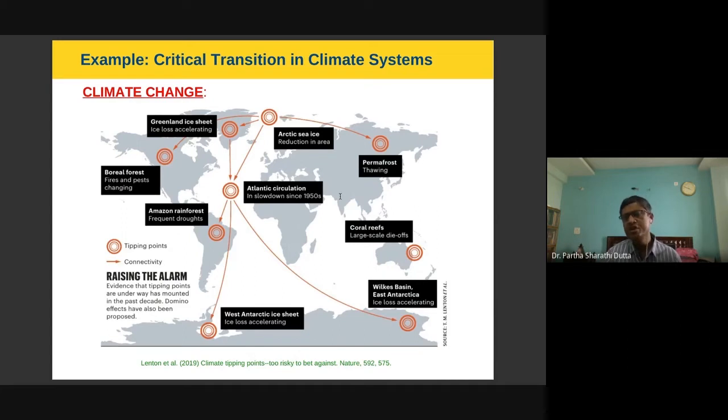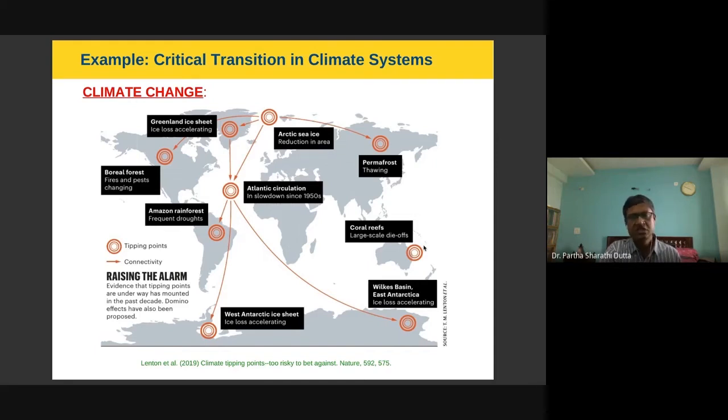And why is it important to study tipping points? Because a tipping point in a particular system can lead to a domino effect. So what is the domino effect? The domino effect is that one event triggers a chain of similar events, right? Here you see, if there is Arctic sea ice melting, the top one, then that will trigger the melt of the Greenland ice sheet. And Greenland ice sheet melting eventually leads to shrinking of the boreal forest. And if the permafrost thaw also starts, and if there are these changes, then the Atlantic circulation changes, the Amazon rainforest has frequent droughts and fires and also starts dying, coral reefs are dying, and there are other effects as well.